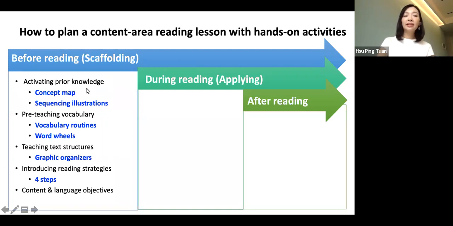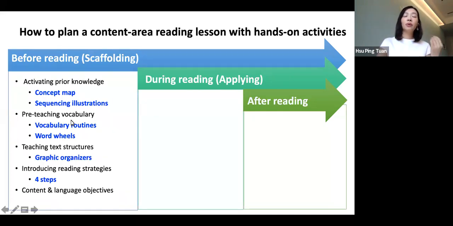And how to do that? First of all, we can use a concept map. Remember the map, and you can have students brainstorm. Or we can do the sequencing illustrations. If students are not familiar with the concept, don't forget, you can screenshot the pictures of the text and put them in random order and have students organize the order. So they will get a general idea of the text.